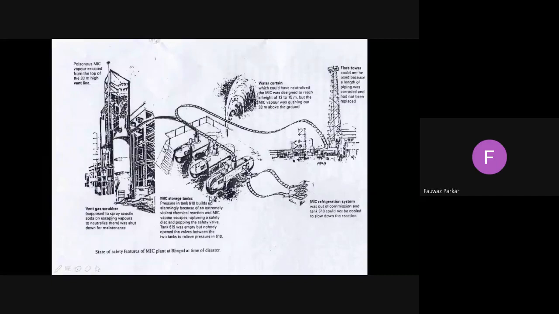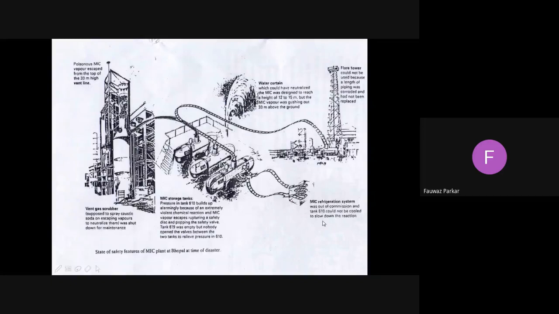So tank 609 was empty, but nobody opened the valve between the two tanks to relieve the pressure in 610. So it just built up. So why did this happen? Because the refrigerant system was out of commission and it could not be cooled. That was the reason why this reaction happened.